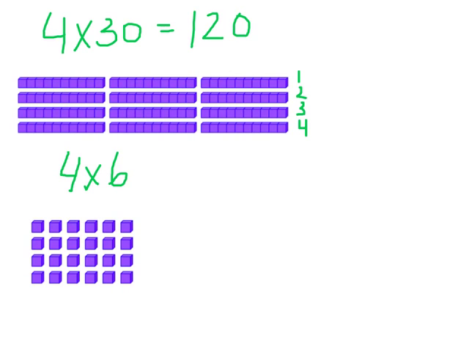Now let's look at the other multiplication from 4 times 36, which is 4 times 6. So we're going to use the little 1 blocks from the base 10 blocks. 4 times 6 means we have 4 rows, so 1, 2, 3, 4, and we have 6 in each row. So if we count, we see that there's 1, 2, 3, 4, 5, 6. And if we counted all the little blocks together, we would see that 4 times 6 is equal to 24.